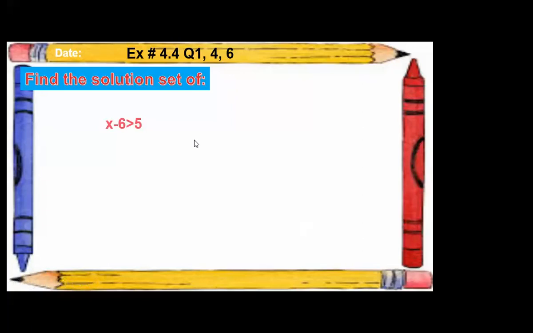Yes. x minus 6 is greater than 5. This is the question on your screen. We have to do this work. Exactly, Ali. We have to do this question in the algebra copy. Okay?